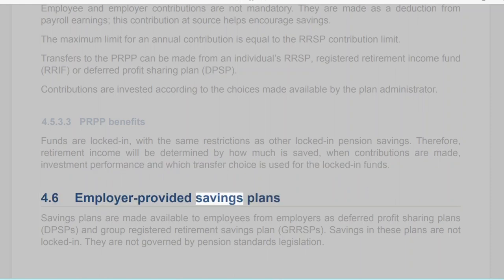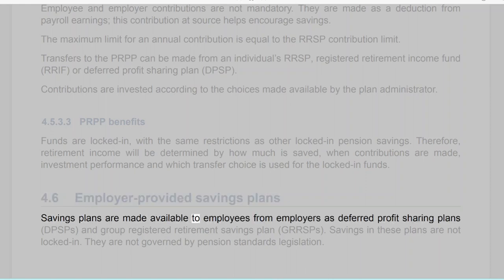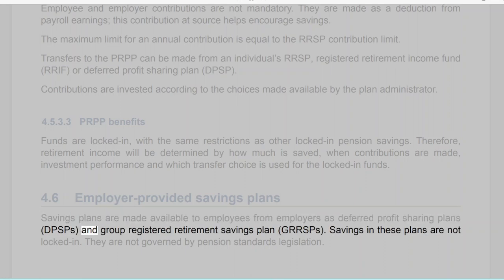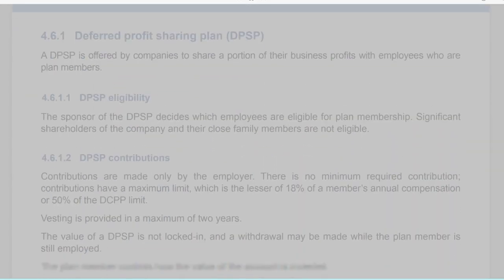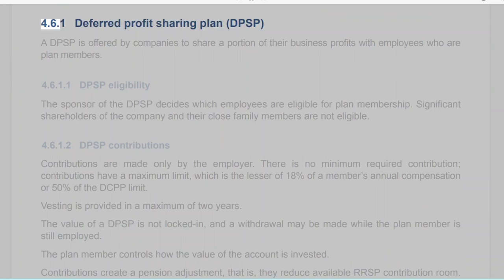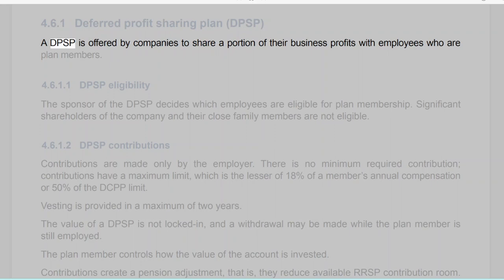4.6 Employer-Provided Savings Plans. Savings plans are made available to employees from employers as Deferred Profit Sharing Plans, DPSPs, and Group Registered Retirement Savings Plans, GRRSPs. Savings in these plans are not locked in. They are not governed by pension standards legislation. 4.6.1 Deferred Profit Sharing Plan, DPSP. A DPSP is offered by companies to share a portion of their business profits with employees who are plan members.